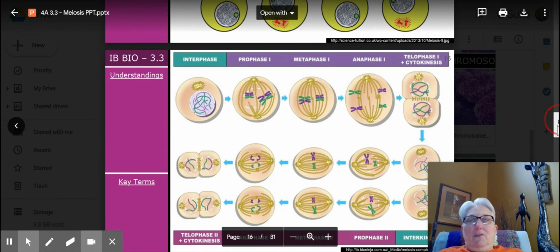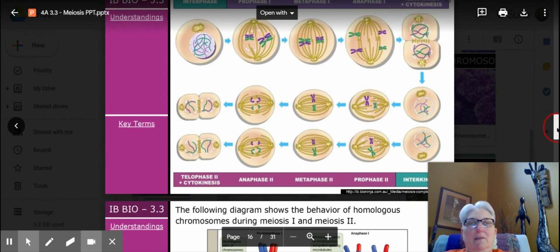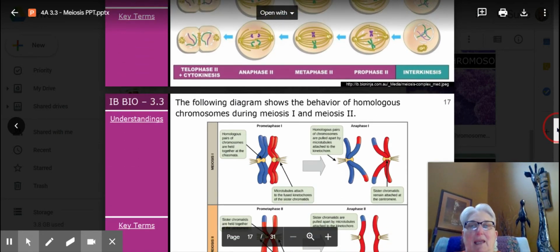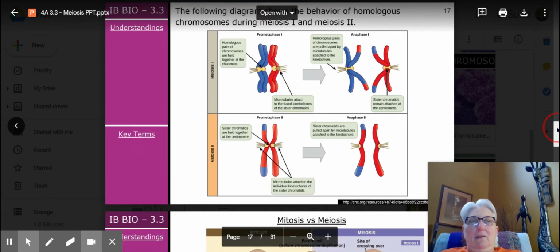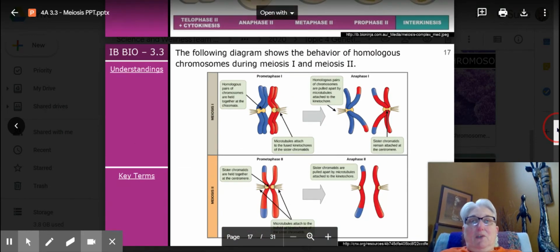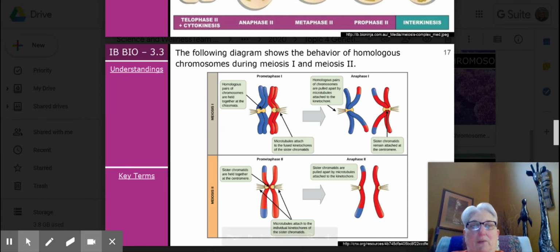Right? This is just a nice slide here that kind of runs you through all of the parts of meiosis. Again, remember, there has to be 2 parts, so that we will end up at the end with 4 haploid cells. Remember, we start with a diploid, 1 diploid cell. All right, so during meiosis, we have our homologs that get formed early on.